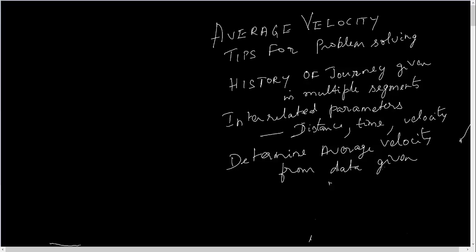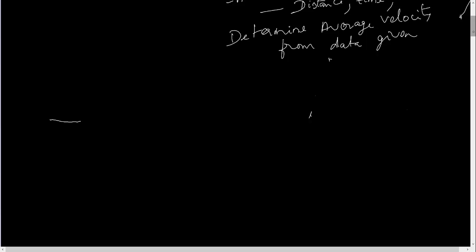I am going to take up different situations where there can be a variety of data given, and how we go ahead to find out the average velocity. After we give the tips, we can take some numerical examples and solve them. Now, supposing the problem says, I'll first do it with some numerical example.